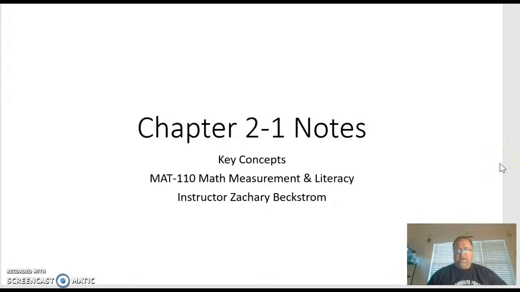Hey everybody, Mr. Beckstrom here, and today we're going to be looking at Chapter 2, Section 1. This is working with measurement numbers. So we're going to be looking mainly at significant digits, accuracy, precision. We'll also look at a couple other terms that they use in this section. So let's go ahead and get started.